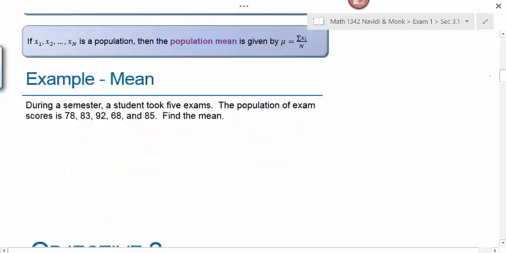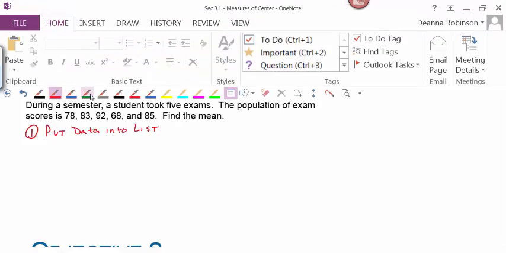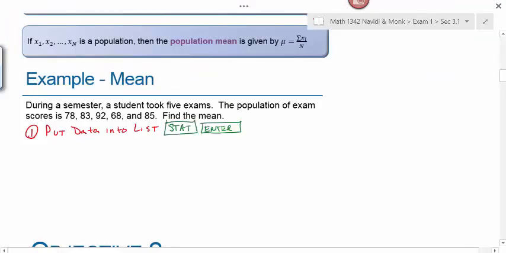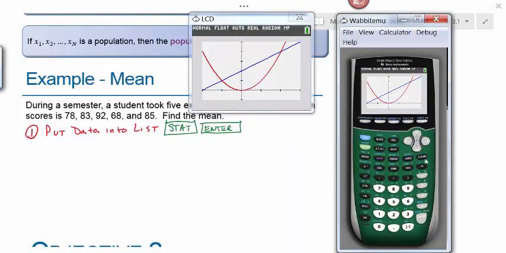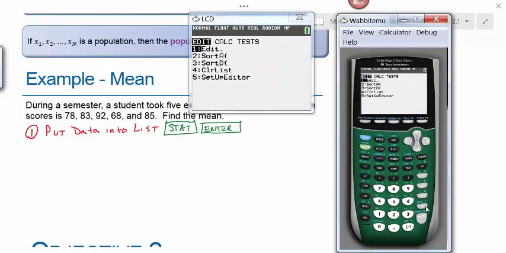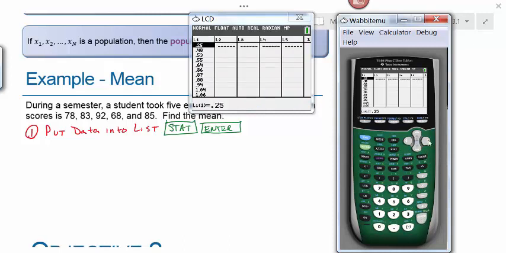We can find means on our calculators using the list as well, and that's what I'm going to show you right now, is how to find the mean on your calculator using the list. So the first thing you would do is you would put your data into the list. And how do we put our data into a list? Stat, enter. And we're going to go ahead and do that together right now. So I'm going to go to my home screen and I hit stat, enter. And I already have data in my list and I'm going to leave it there. So I'm going to put my data in list 2. Then we type in the numbers, 78, 83, and hit enter after every number, 92, 68, and 85.